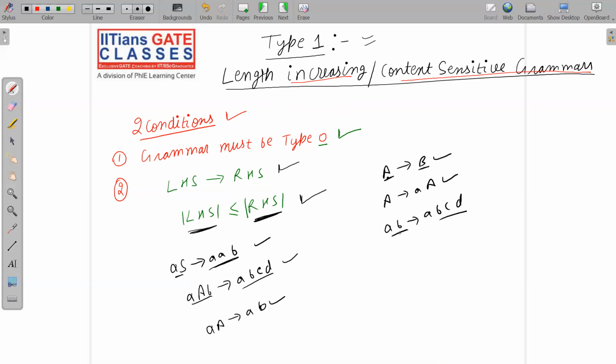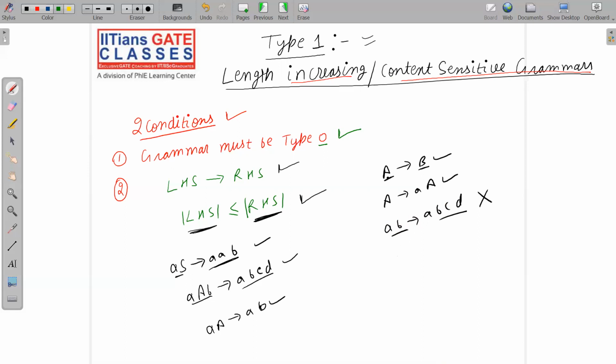And if I say AB implies ABCD, you will say that the length here is 4, the length here is 2, so this is type 1. But no, this is not even type 0, because here we do not have at least one non-terminal. Since this is not type 0, how can it be type 1? Please remember this thing.